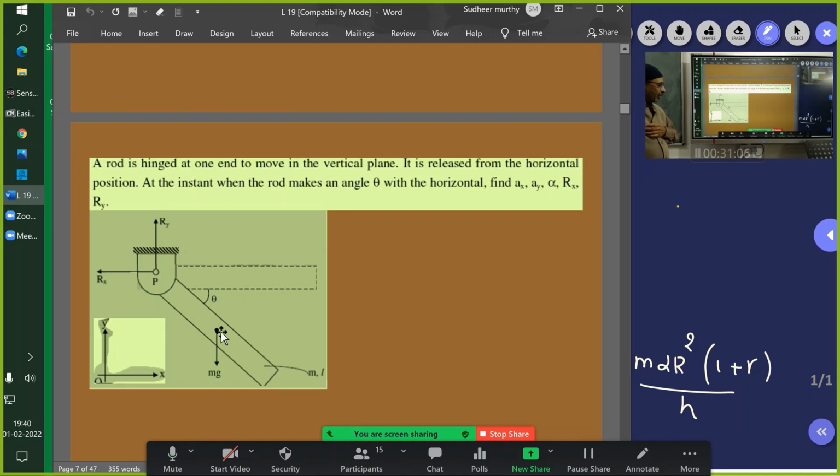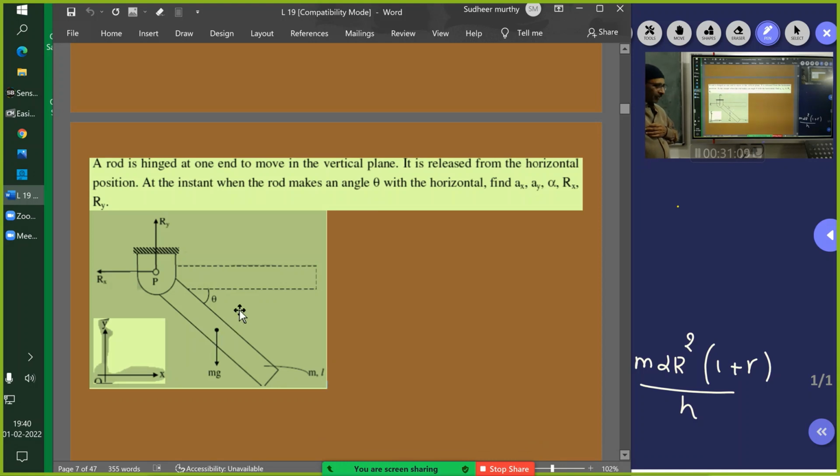Now this mg, you will take the component of mg perpendicular to this rod. This is theta, so it will be mg cos theta. So mg cos theta will be the perpendicular component, multiplied by L by 2. So mg cos theta L by 2 will be the torque. And that torque is divided by the moment of inertia of this rod about this point. What is the moment of inertia of the rod? ml square by 3. So mg cos theta into L by 2 divided by ml square by 3 will give you alpha straight away. So you have got alpha here.